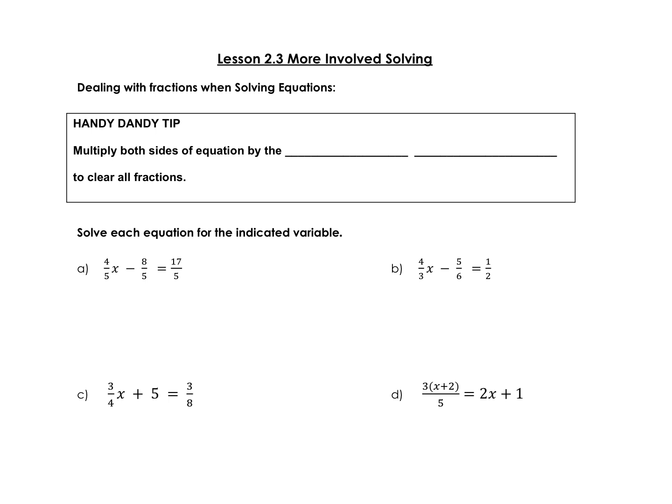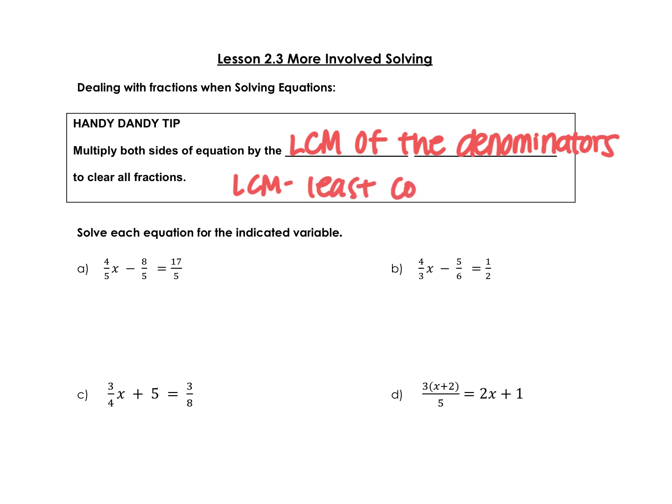How great. So this is a really good tip to get rid of all the fractions a lot of the times. Okay? So the handy dandy tip is to multiply both sides of the equation by the LCM of the denominators. What is LCM? Least common multiple. LCM of the denominator.